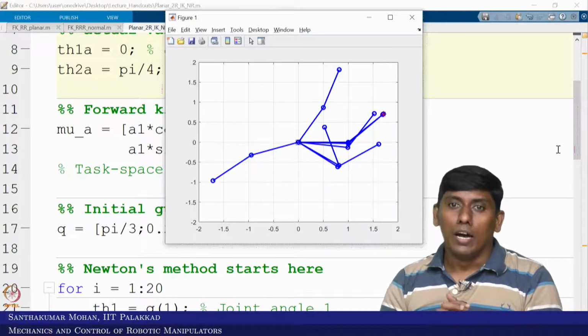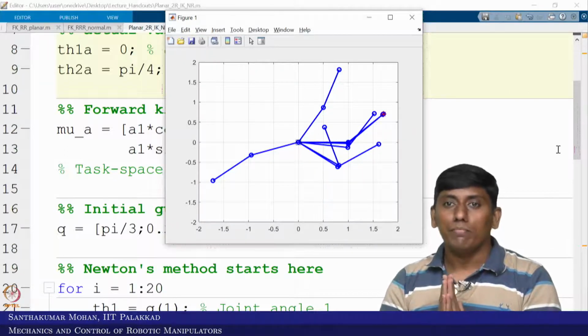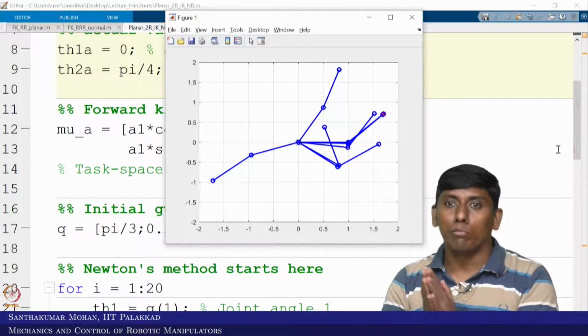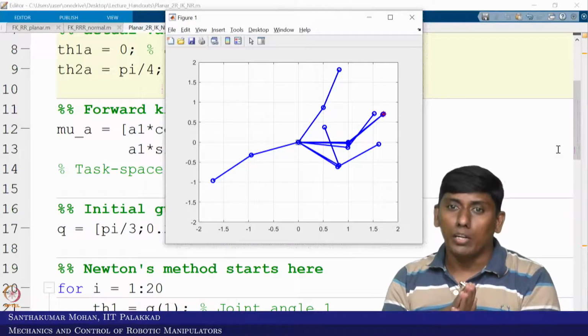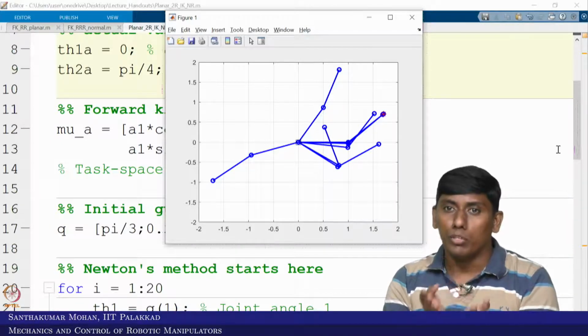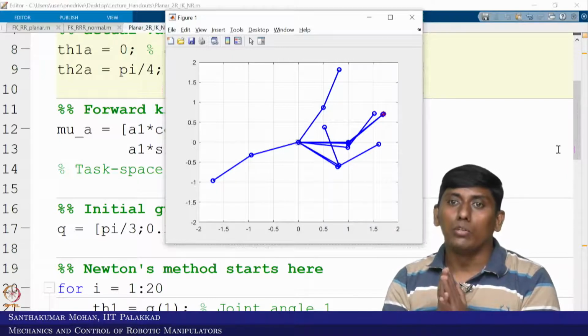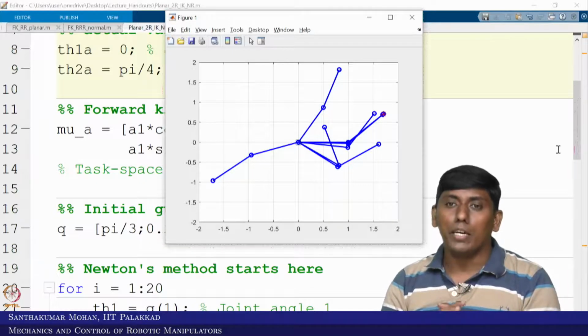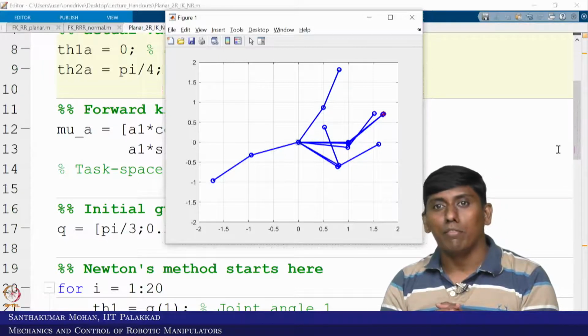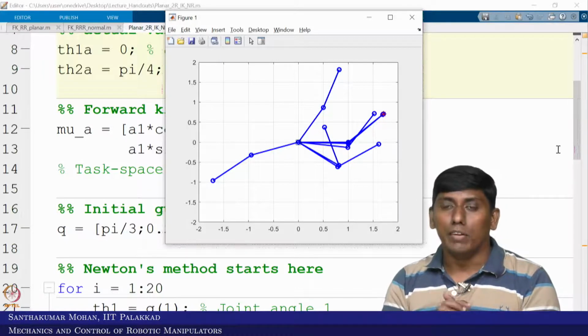Now I hope you understood what forward kinematics is, what inverse kinematics is, and how you can find the forward kinematics using one of the efficient tools called MATLAB. In the same way, the Newton-Raphson method can also be embedded in MATLAB, and then you can see the solution is very straightforward, in the sense it is very easy.